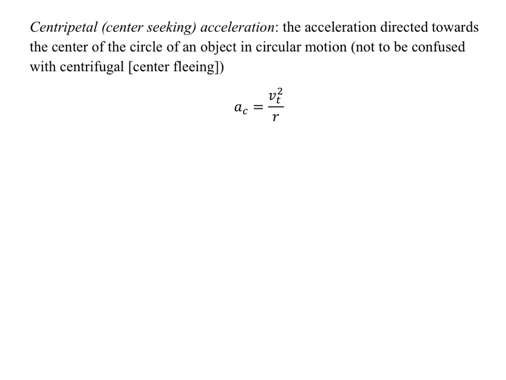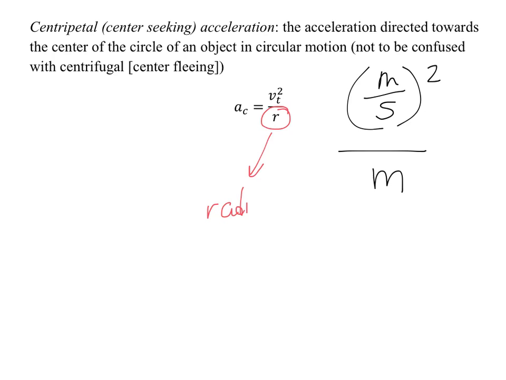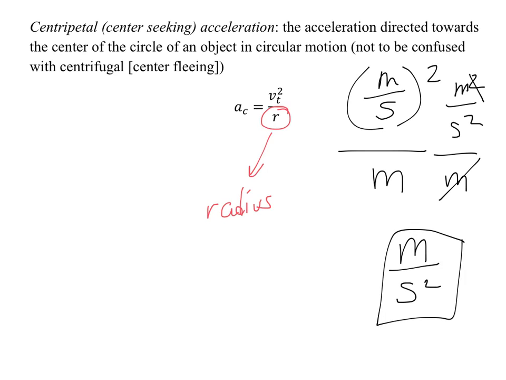Vt squared over r. And conveniently, these are indeed the right units. Take a look. Velocity squared over radius. Units of velocity are meters per second. I square that because it's vt squared over r. What's r again? Radius. So it turns out this becomes m squared over s squared all over m. One of the m's cancels with the squared term, giving me meters per second squared. So the units are correct because if you recall, acceleration has units of meters per second squared.